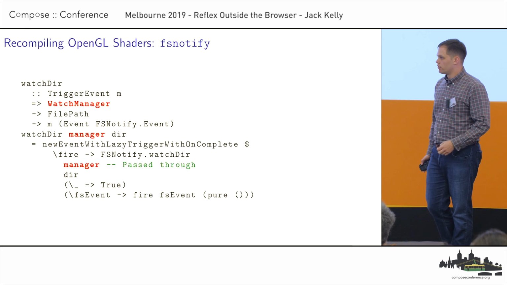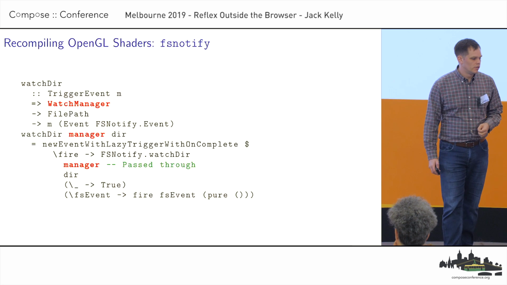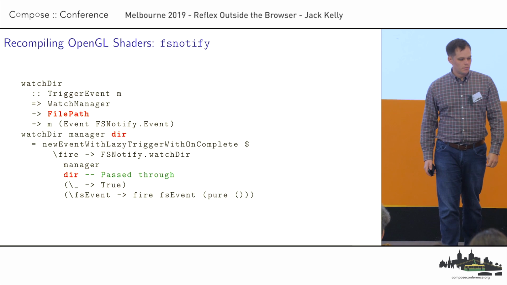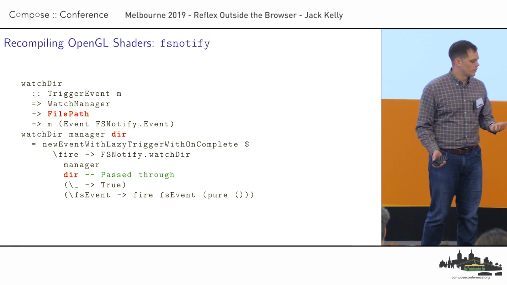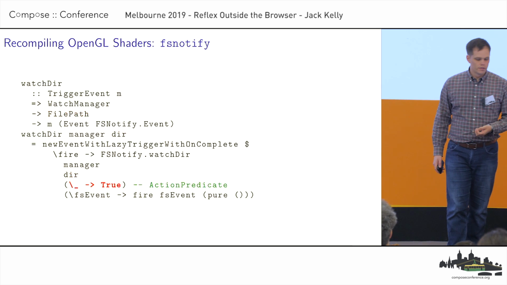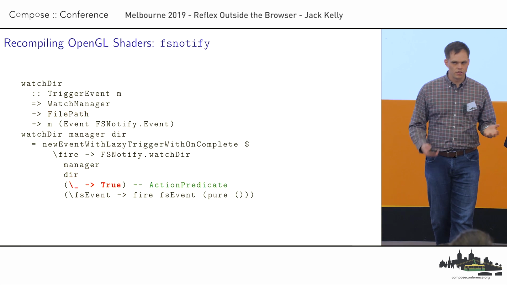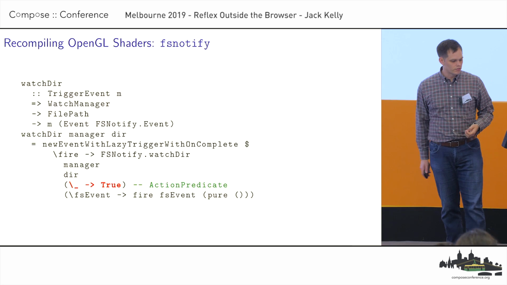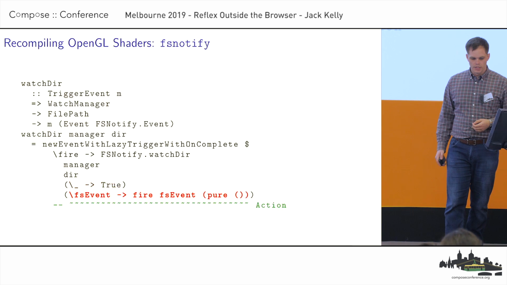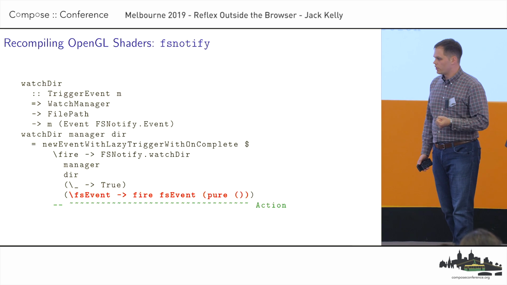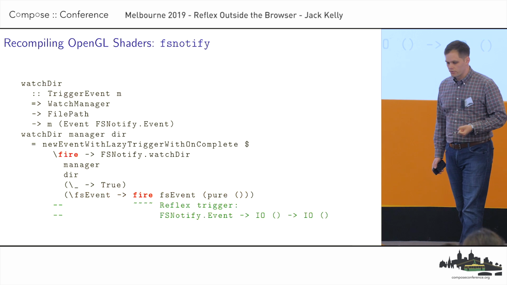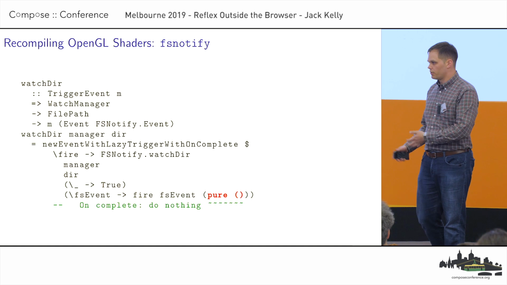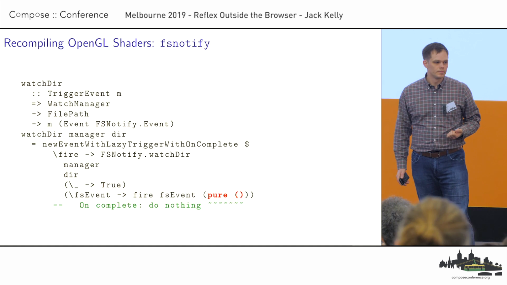We're going to pass through the manager itself, which is just a bookkeeping data structure that it wants. We are going to pass through the directory to watch because we don't have any say in that. The action predicate, yes, we're interested in everything. Show us it all. And then we'll filter it downstream in our network. And this is the action that fsnotify has us run. In here is the reflex trigger, and we are not interested in doing anything in particular when it's complete, so we just put a null action in there.